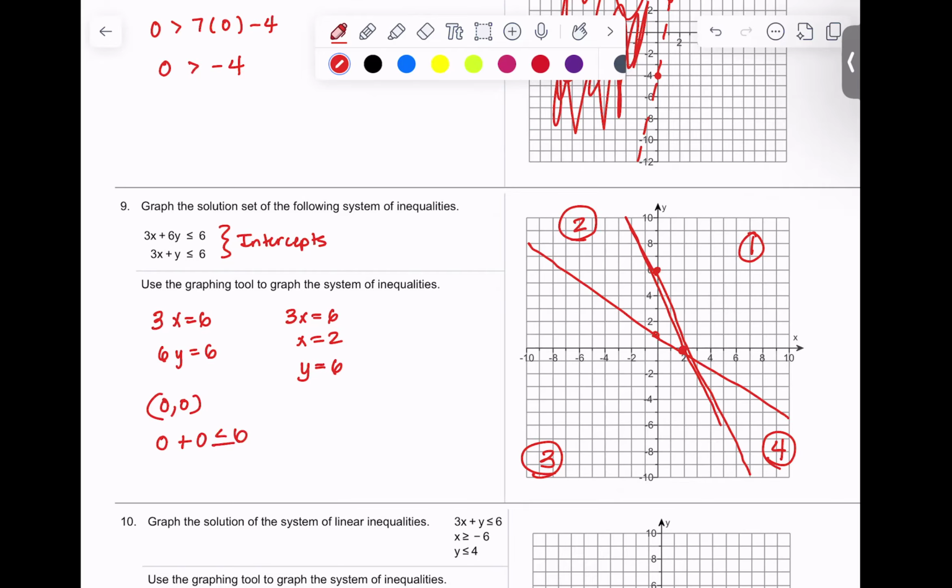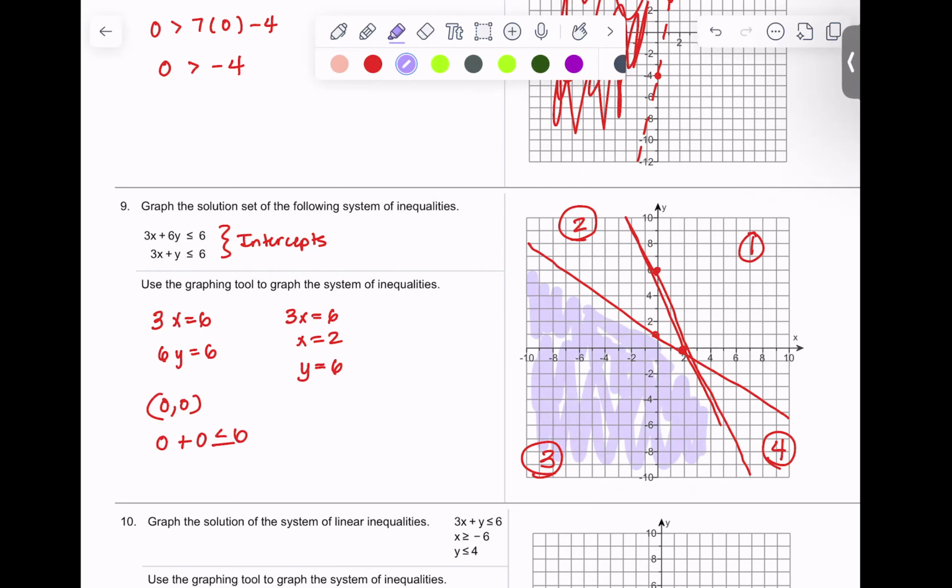So I'm going to use my shade tool just to demonstrate what this is going to look like. So this is going to be here. So shade that in purple. So that's the solution to the first inequality.